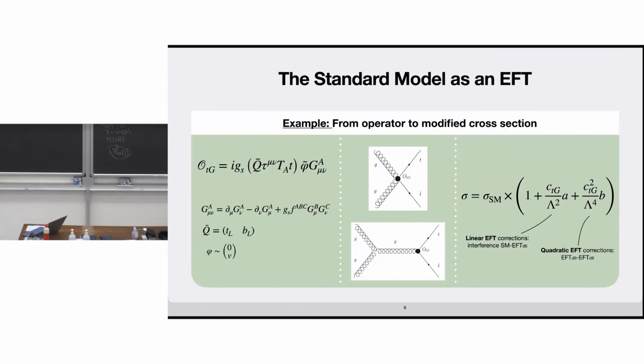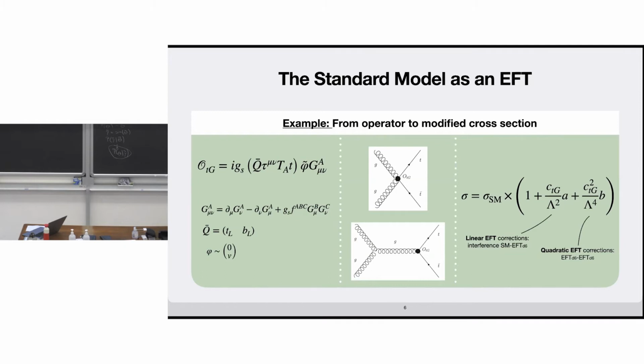So just a quick example. It would be a chromomagnetic dipole operator at dimension 6. You have two quark fields, Q and t, a Higgs field, and a field strength tensor. If you do the counting right, this is dimension 6. If you look at the possible interactions that you can get, for instance, if you combine the two gluons from the field strength tensor with the two quarks, you can get this 4-point interaction. If you take only one gluon, you get this 3-point vertex, right?